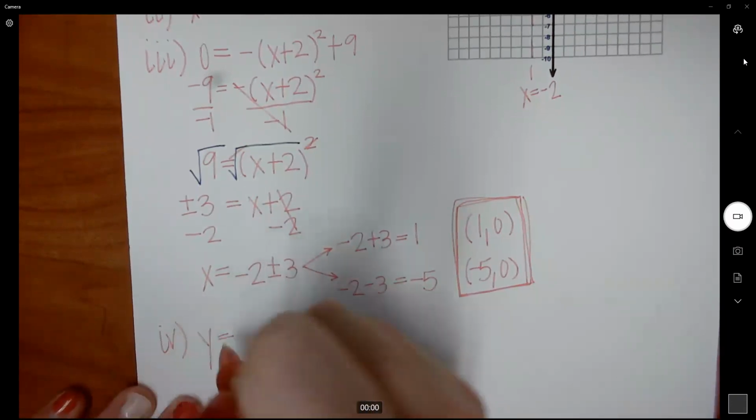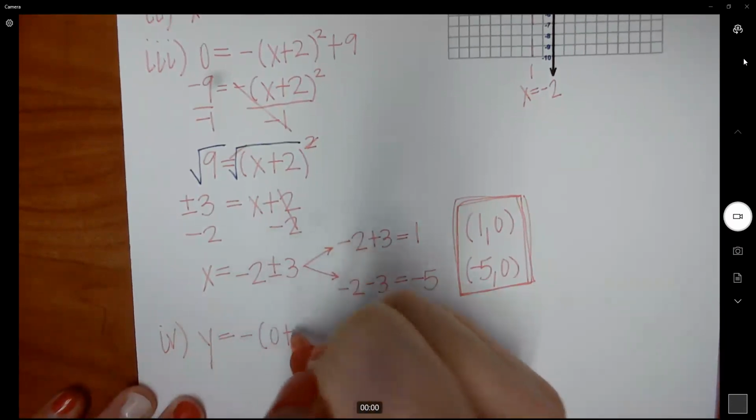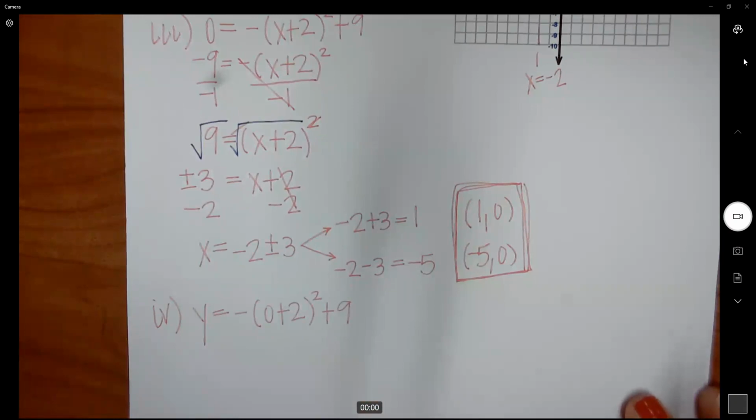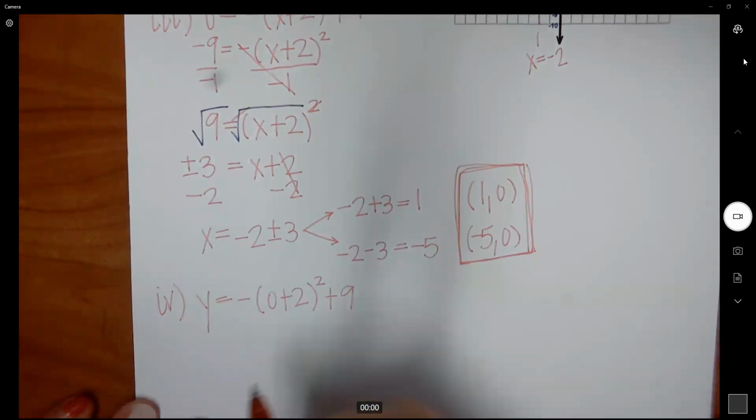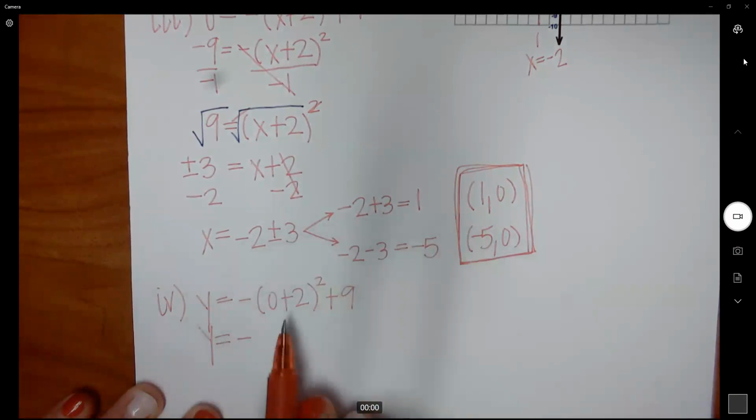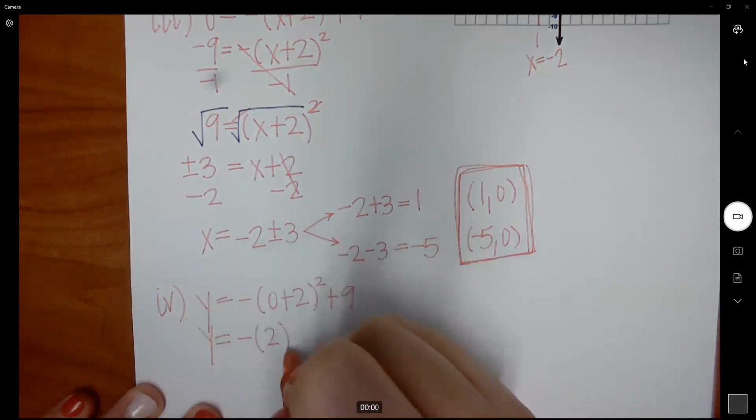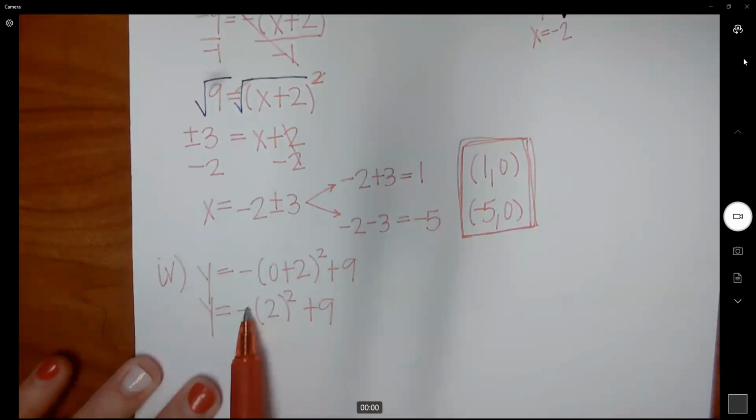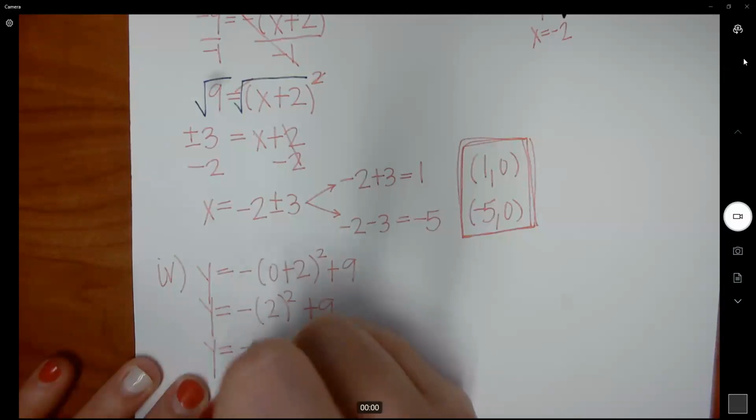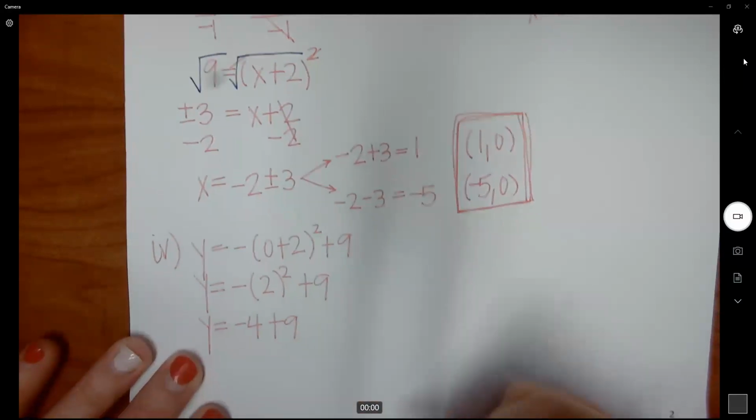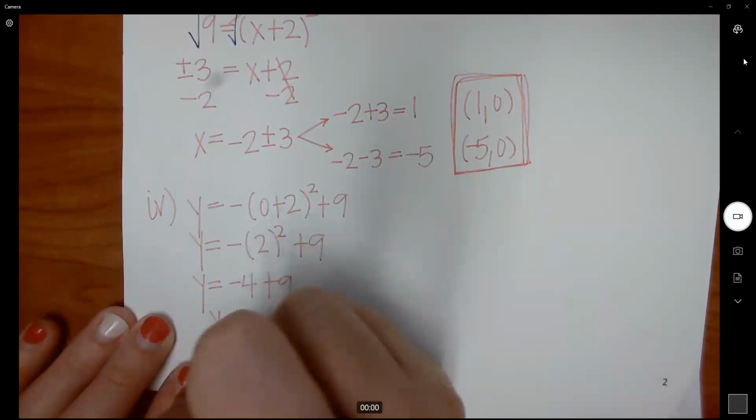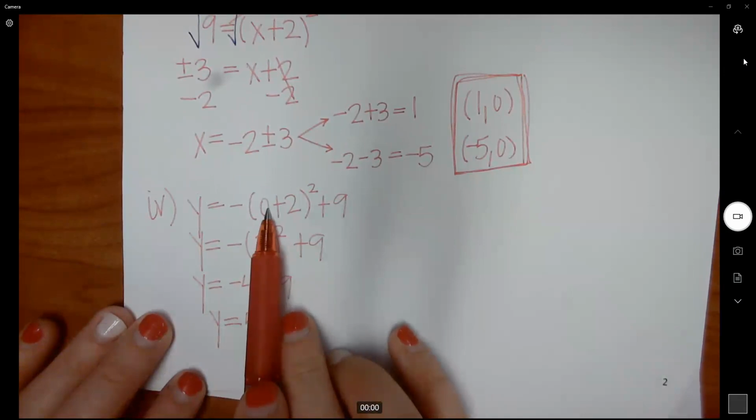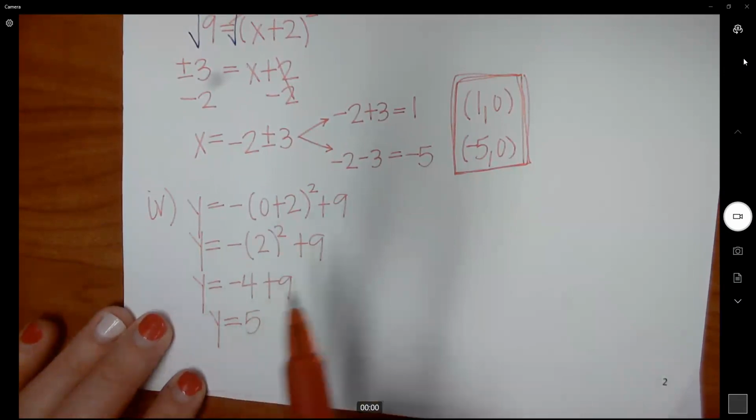So I have y equals negative (0 plus 2) squared plus 9. And now I'm going to simplify. We get 2 here. 2 squared is 4. Keep that negative, just bring it down. So we get negative 4. And so y here equals 5. So if I write that as an ordered pair, I replaced x with 0, and my y is 5.